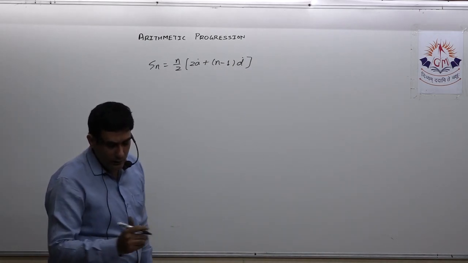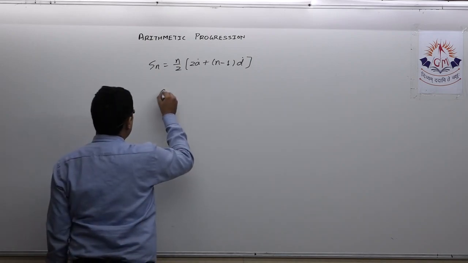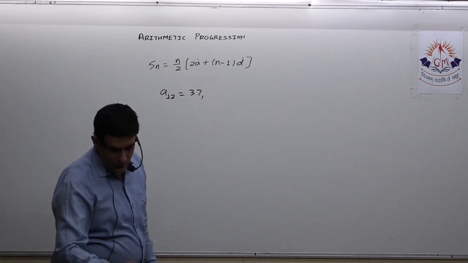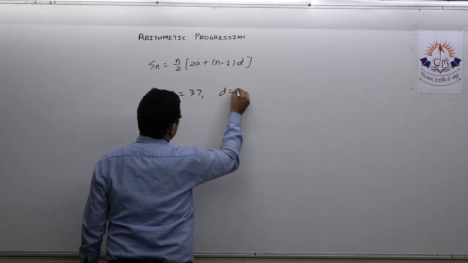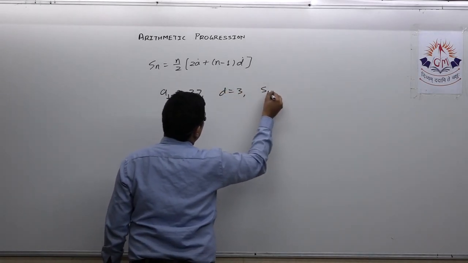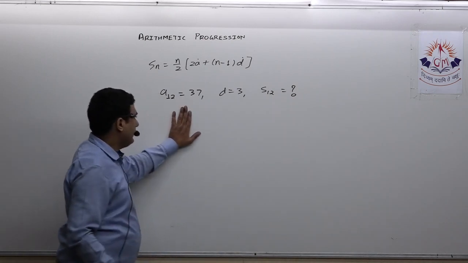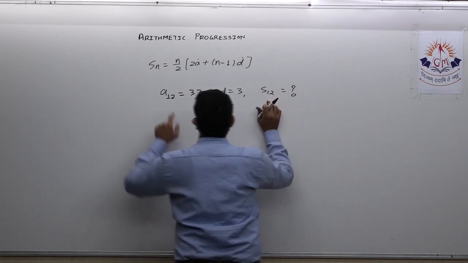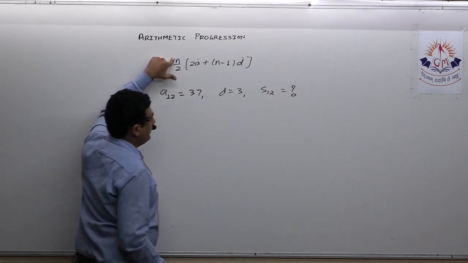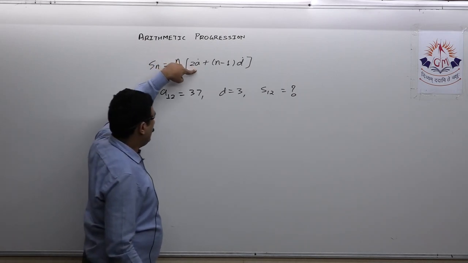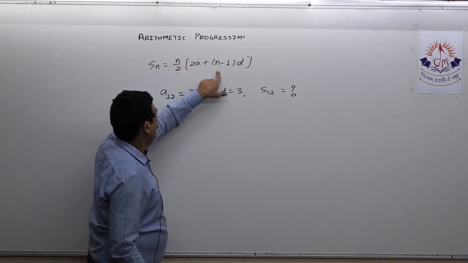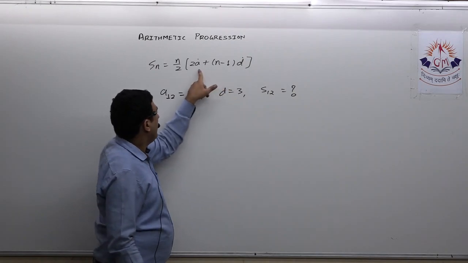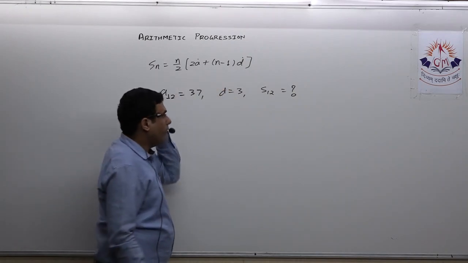Let us see one more. It is given A12 equal to 37, d equal to 3. What you have to find? S12. The 12th term is given, d is given, and we need the sum of 12 terms. So to get the sum of 12 terms, I need n, that is 12. Then I need a, which is not given, and I need d, which is given.